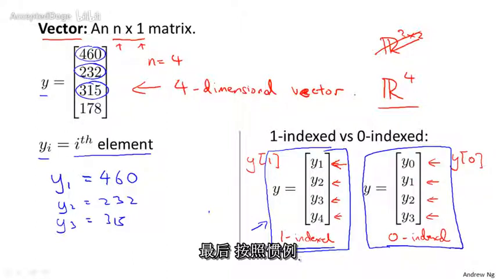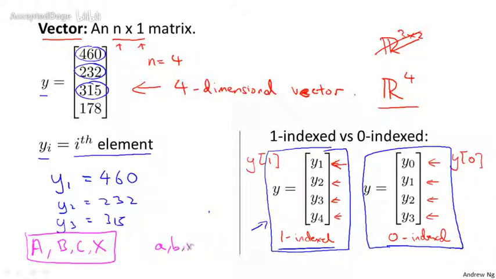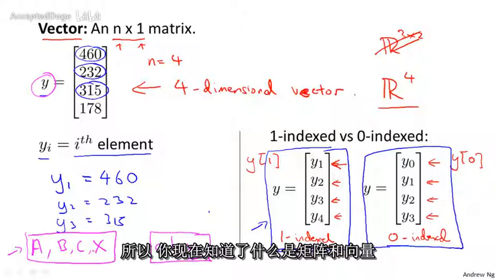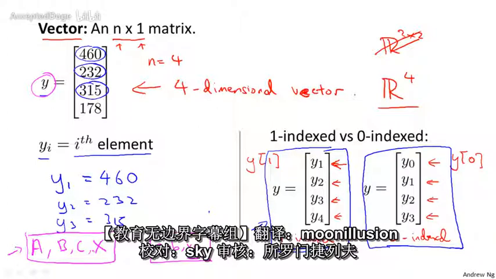Finally, by convention, when writing matrices and vectors, most people use uppercase letters like A, B, C, X to refer to matrices, and usually lowercase letters like a, b, x, y to refer to either real numbers, or scalars, or to vectors. This isn't always true, but it is the more common notation, where we use lowercase y to refer to a vector and uppercase to refer to a matrix. So you now know what matrices and vectors are. Next, we'll talk about some of the things you can do with them.